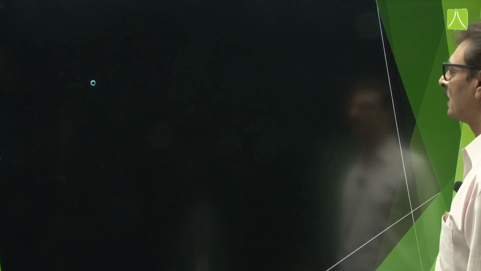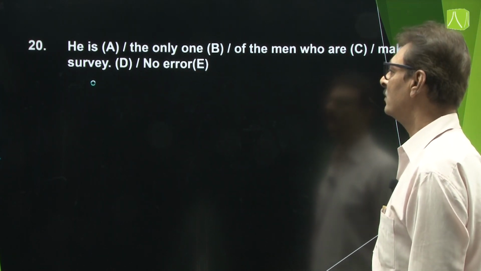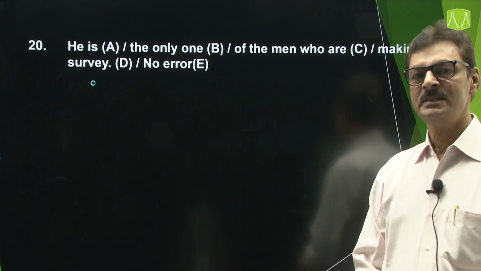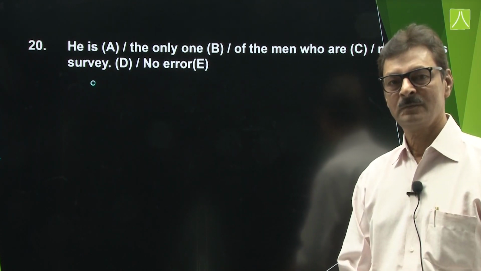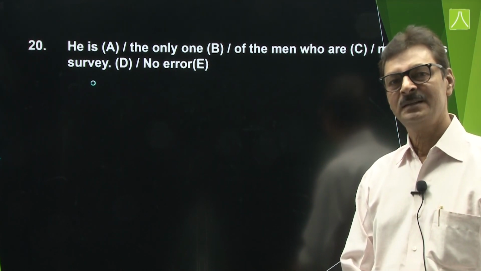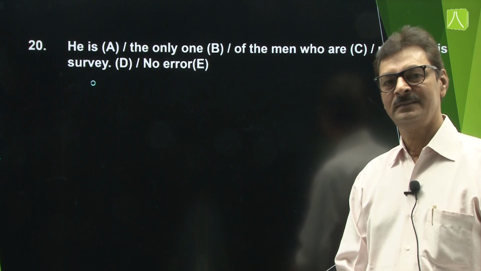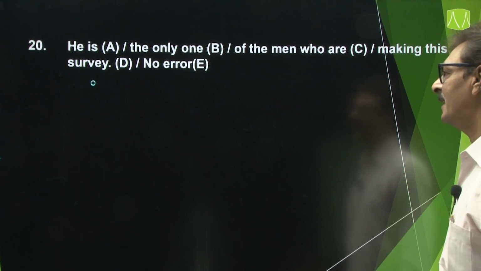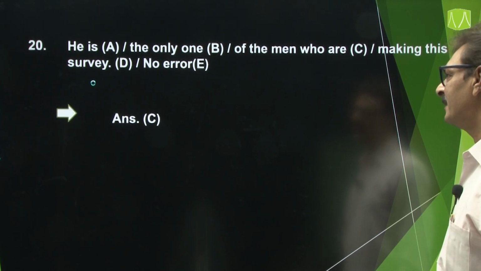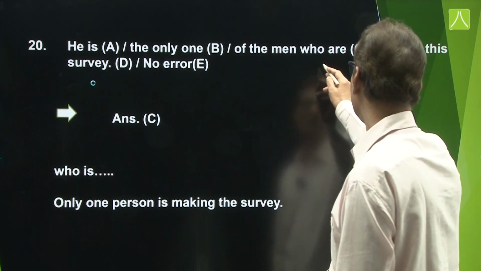Next, he is the only one of the men who are making this survey. Survey this sentence. Try to find out if there is any error. Read the sentences very carefully, friends. If you read this sentence, the error is in part C. What is it? "Who is." He is the only one of the men who are.